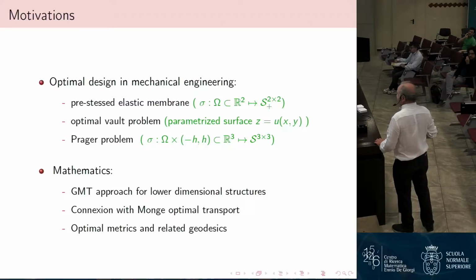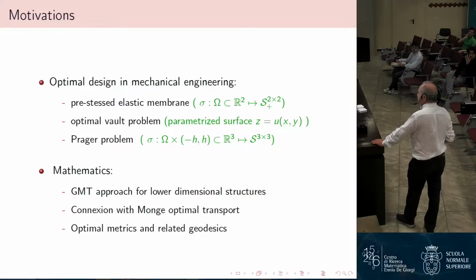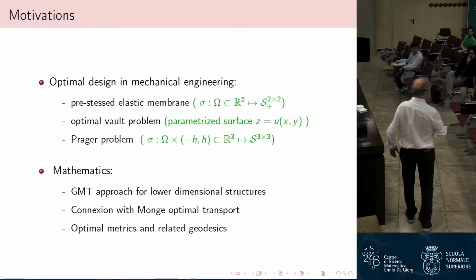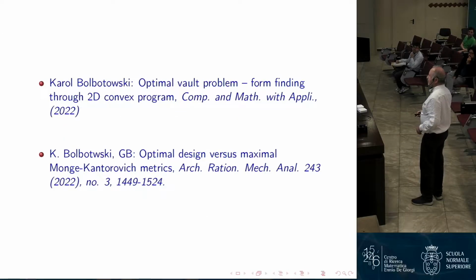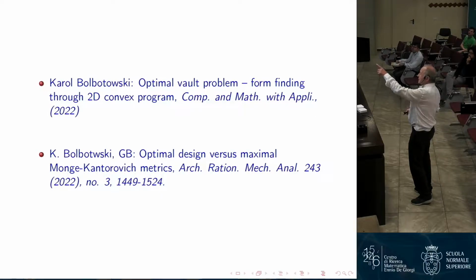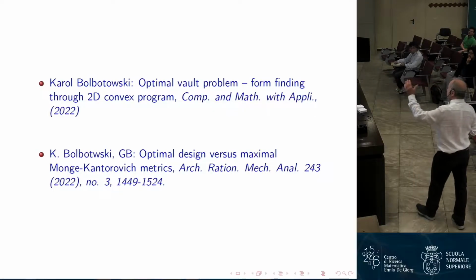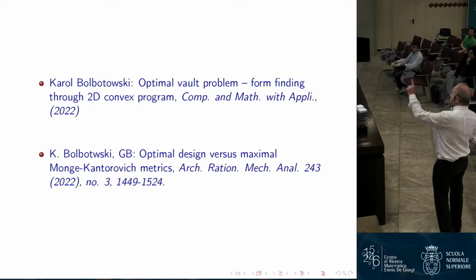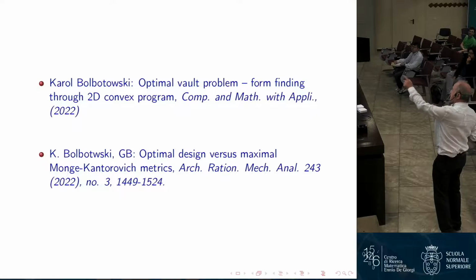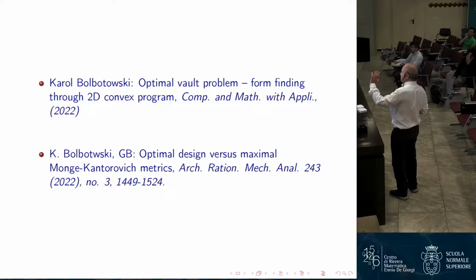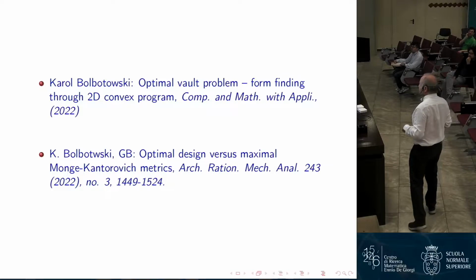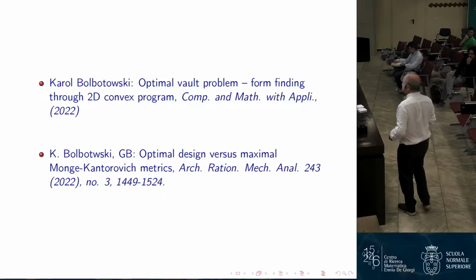And we discovered this connection with optimal transport. But the new thing, not really new, is that the metric is not given a priori. It comes from the problem itself. If you want to see better the connection with mechanics, I give this reference, which is a very nice paper by Karol. And all that I will discuss now is in the paper, including a conjecture, which appeared recently in ARMA.